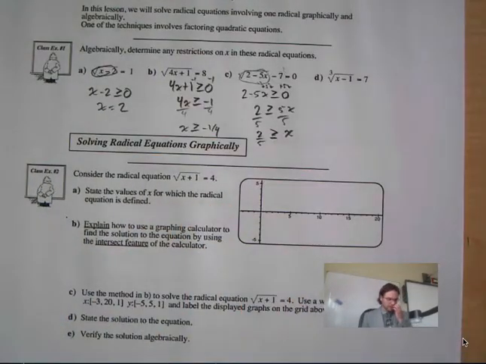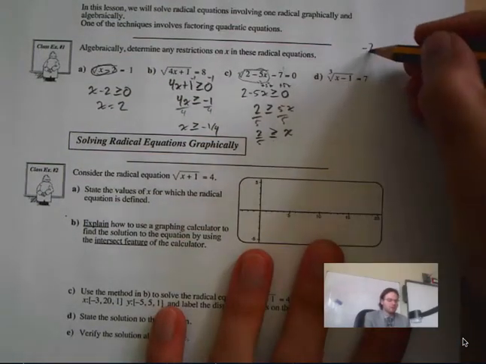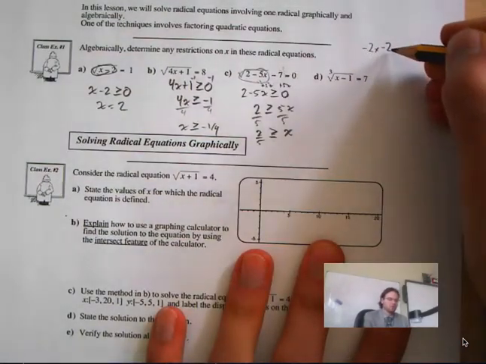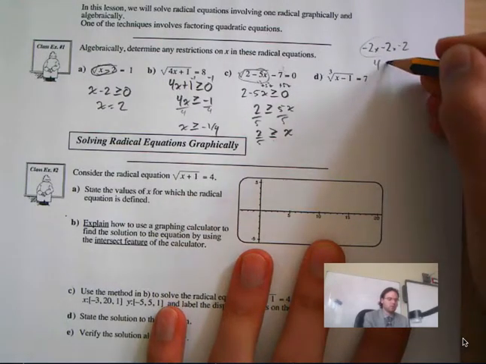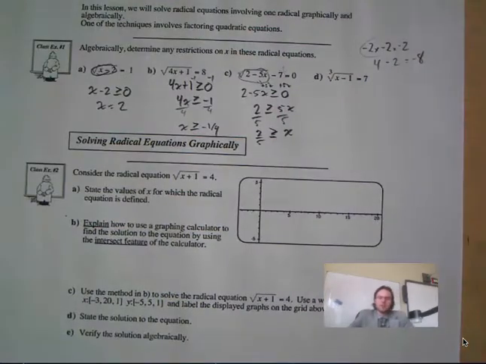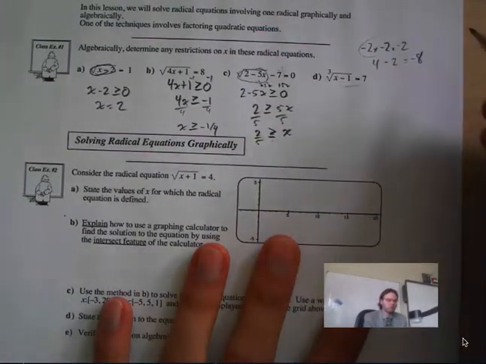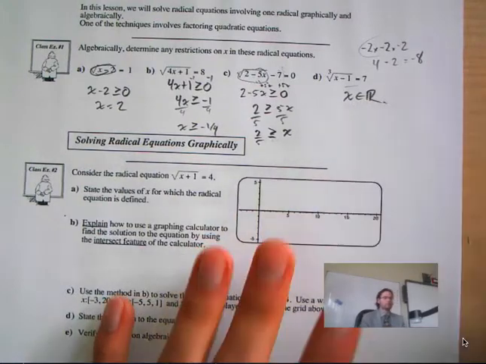Last one. Now we're looking at a cube root. Can I cube root a negative? If I said negative 2 multiplied by negative 2 multiplied by negative 2, that's 4 times negative 2, which is negative 8. So in this case, can I cube root a negative? Yes, I can. So this one is all possible values. So this one, x is just an element of all real numbers.